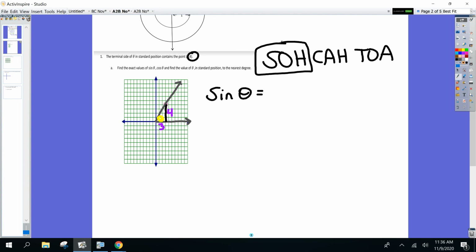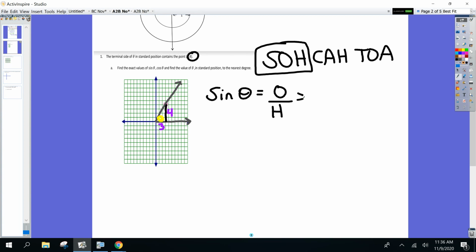Four over. Oh, no, you're going too far. Don't be a superstar yet. What sides do you need? Just taking after you two. What sides do we need? Opposite over hypotenuse. Now go ahead, be a superstar.